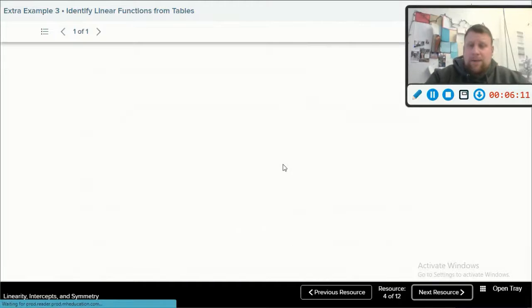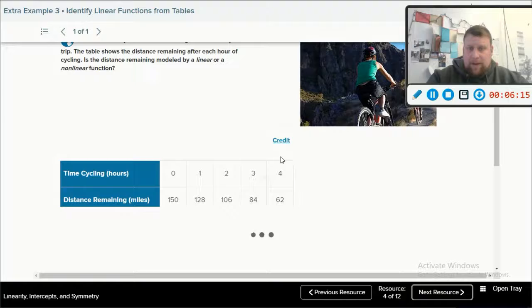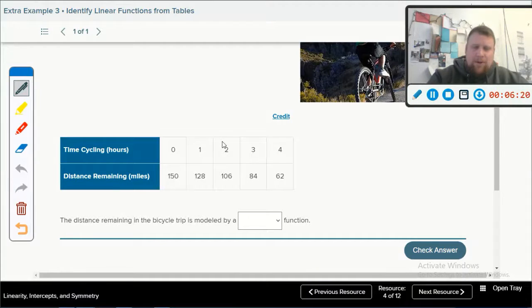Now looking at tables. If we want to find out if something's linear, we check the growth of it, right? So for example, I know there's a whole story problem, I'm not worried about that right now. I want to look at what's the growth happening here. So if I look at the growth between 0 and 1, so the time he cycled in hours. Between 0 and 1 hours, he has distance remaining of 150 to 128, so he cycled 22 miles, right? Is that 22? Yeah, that's 22.